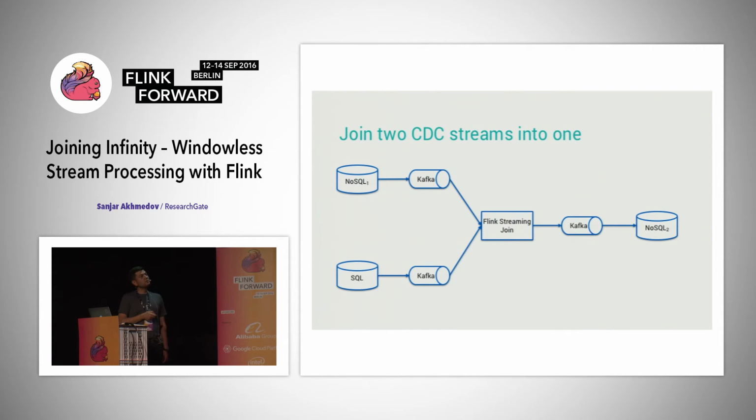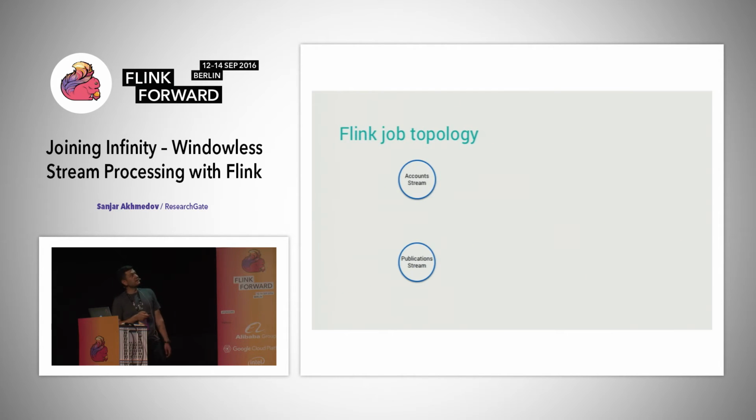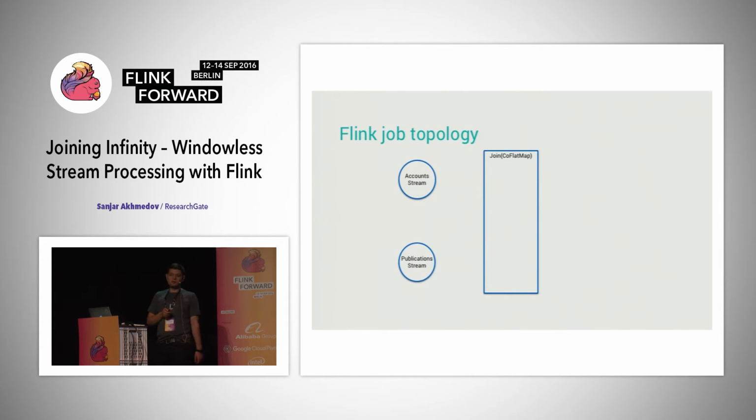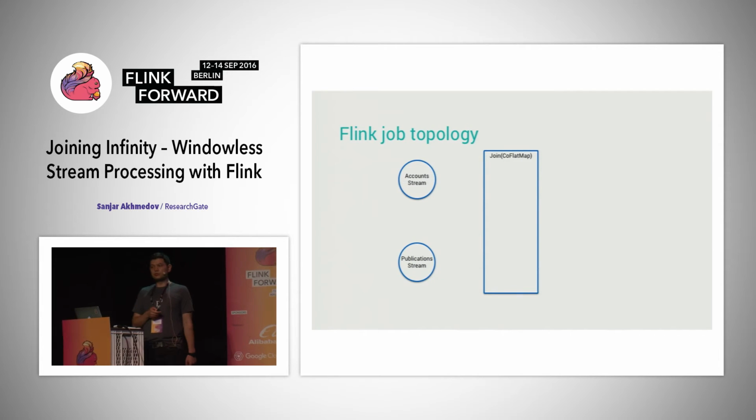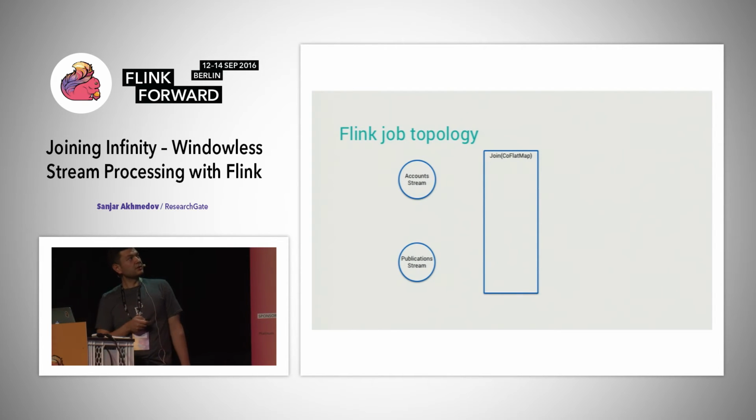So we decided to try Flink for the streaming join. In Flink terms, the simplistic version of the job will look something like this. We have an account stream, and we have a publication stream, and we have to join them. And for this, we use coflatmap because it's kind of hard to do it with Flink joins because of the evictors, and we have to resort to coflatmap, which is a more generic operator.